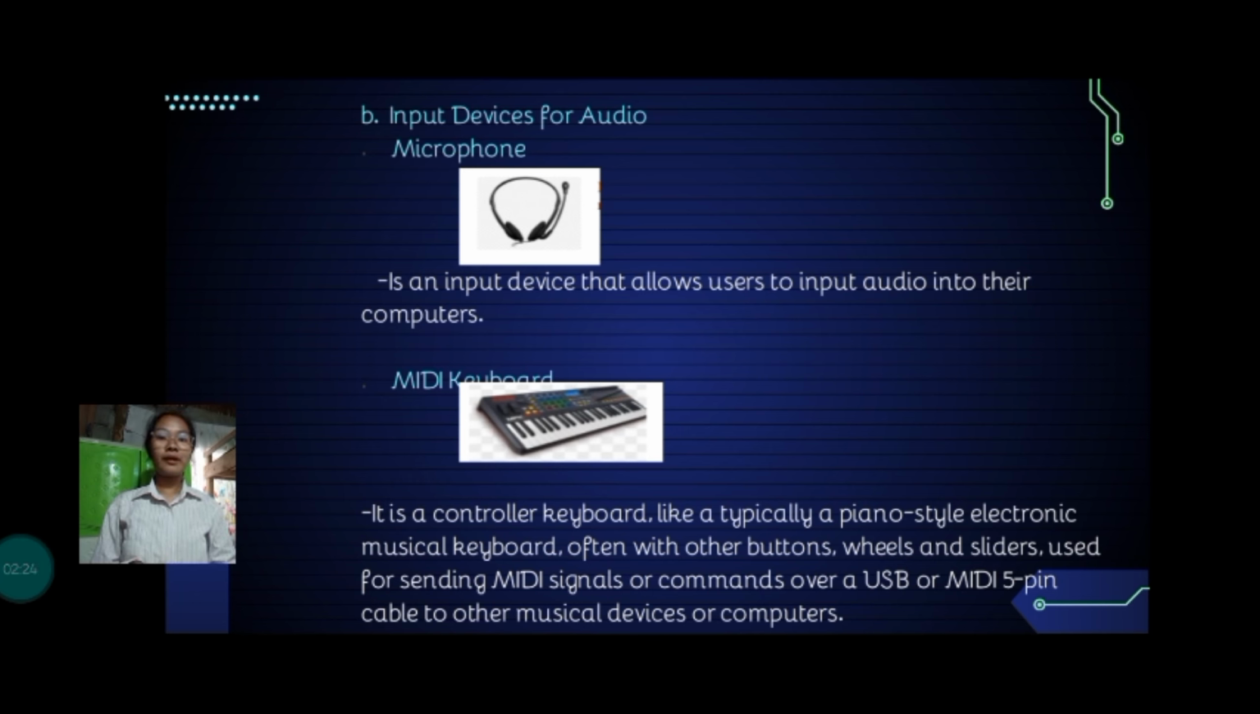The first one we have is the microphone. A microphone is an input device that allows the user to record sounds and input them into their computer. The next one is the MIDI keyboard or the controller keyboard. It's an input device, a musical instrument like a piano, that can send MIDI signals or commands to other devices or computers.